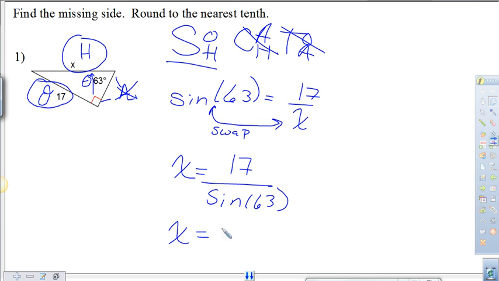And you should get approximately 19.1 units. Okay, so that is the length of this side. That makes sense. 19 is bigger than 17, and this is the hypotenuse. Fantastico. Next.